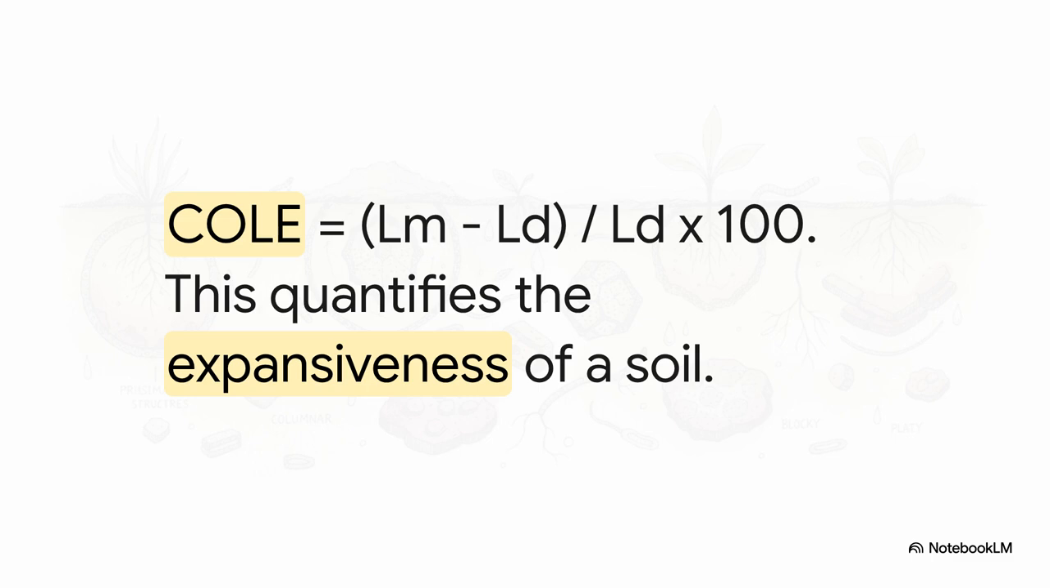If you get a value greater than 0.03, it points to black soils containing considerable expandable smectite minerals. If it's greater than 0.09, you are definitely looking at vertisols.